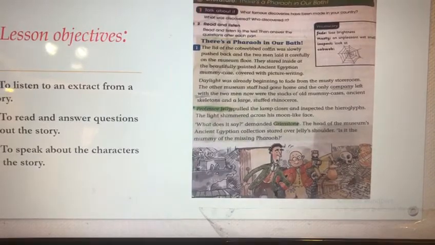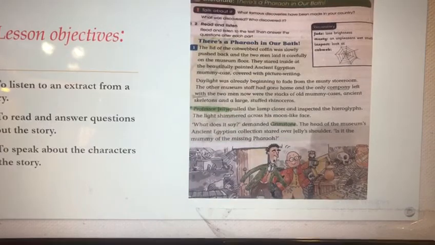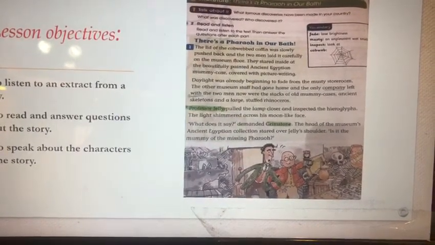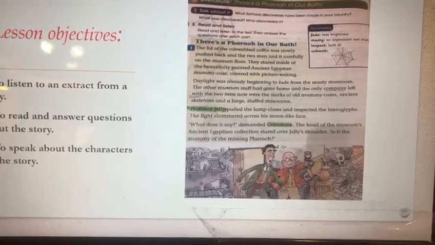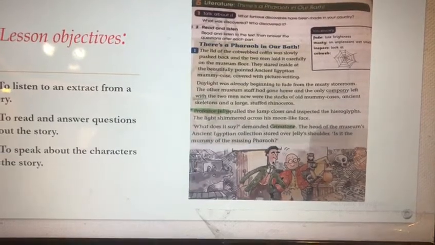The light shimmered across his moon-like face. What does it say? Demanded Grimston. The head of the museum's ancient Egyptian collection stared over Jelly's shoulder. Here is the mummy of the missing Pharaoh.